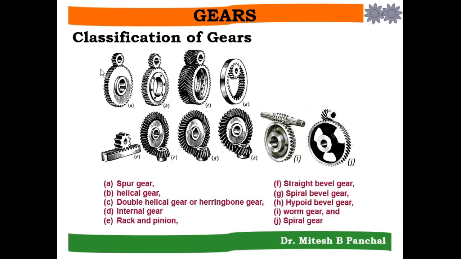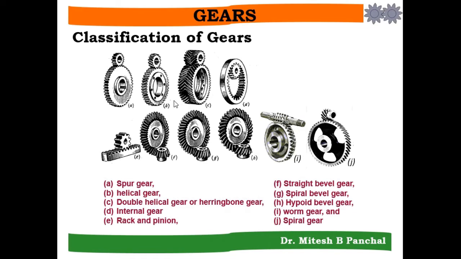The first one, this one, is the spur gear. Second one is the helical gear. The images look similar, but the difference is that in spur gear, the gear tooth profile is parallel to the axis of the gear, while in case of helical gear, the gear tooth profile is inclined to the axis of the gear. Third one, this one, C, is the double helical gear or herringbone gear.